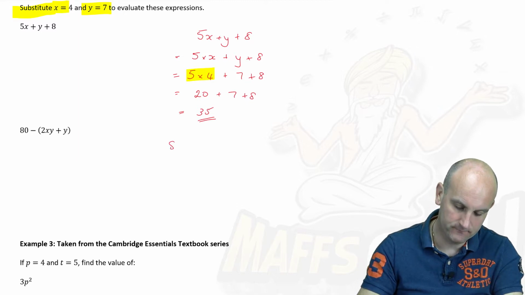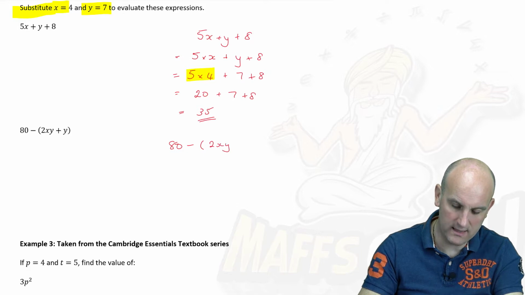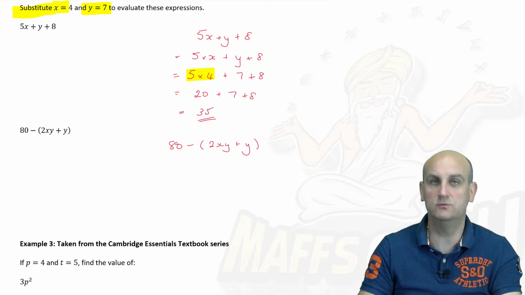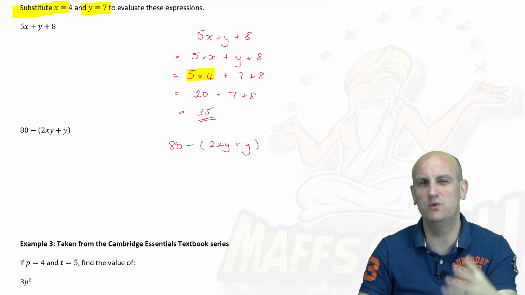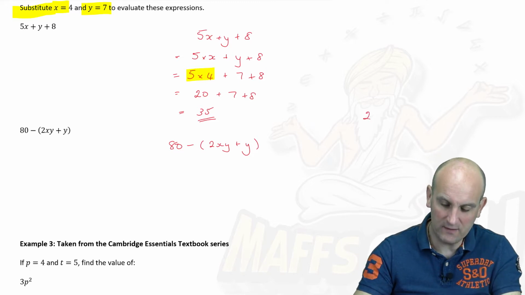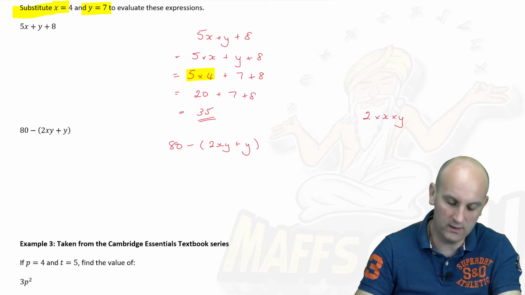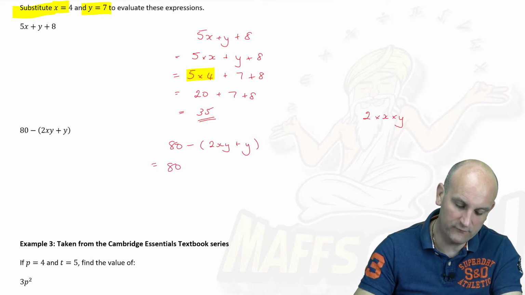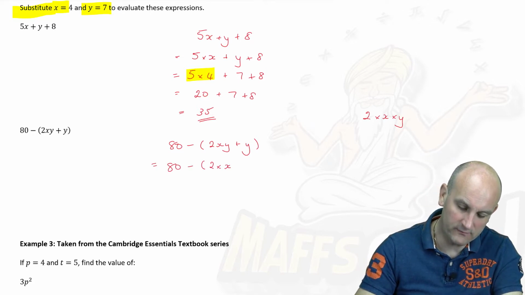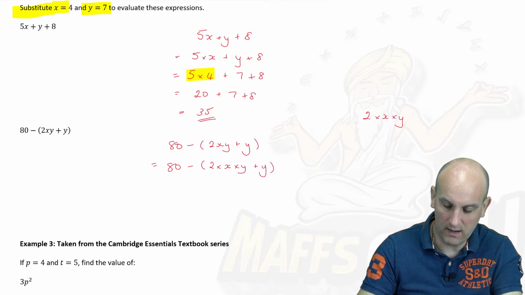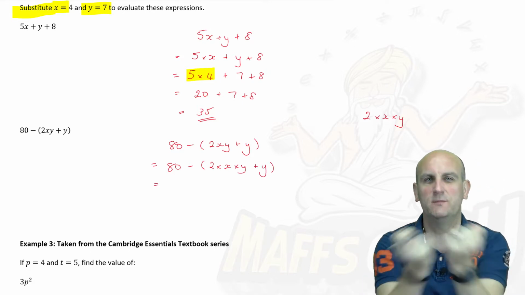80 minus, and some brackets, 2xy plus y. Oh, they're trying to confuse us. We've got a 2xy. Remember, that's the same as 2 kissy kissy x kissy kissy y, or just 2 times x times y. So I'm going to write that out so I don't get confused. 2 times x times y plus the value of y. There we go. I've written the question in with all my kissy kisses.